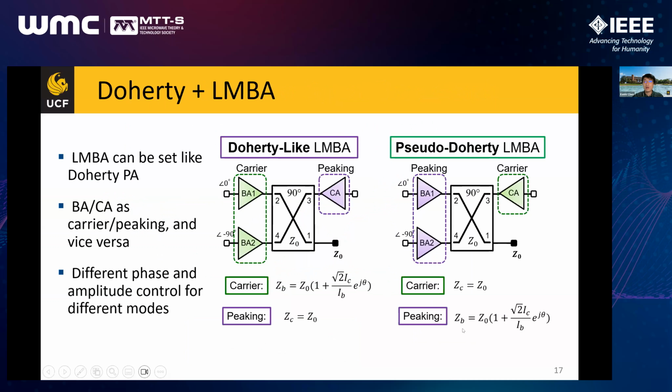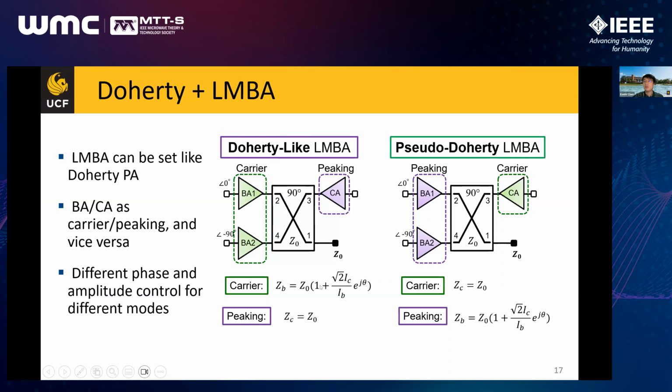Then I will show how we can effectively operate this LMBA platform by combining it with Doherty type biasing. We can set the Doherty type biasing in two modes, Doherty-like mode and pseudo-Doherty mode. For the Doherty-like mode, we set the balanced amplifier as the carrier and the control amplifier as the peaking, so the carrier in class A and peaking in class C. In this case, only the carrier is being load modulated by this equation.